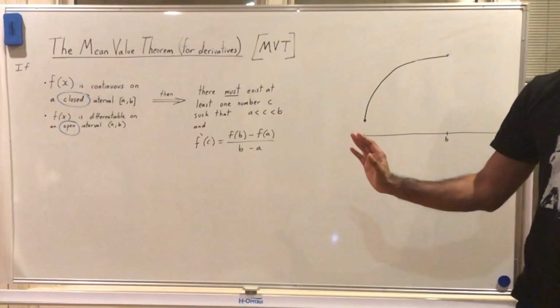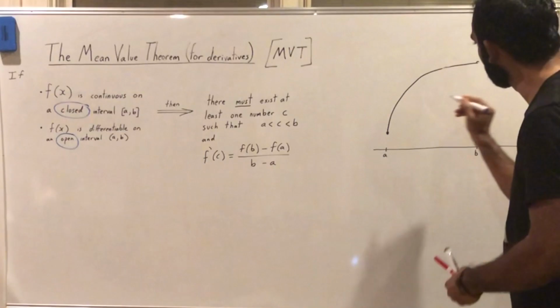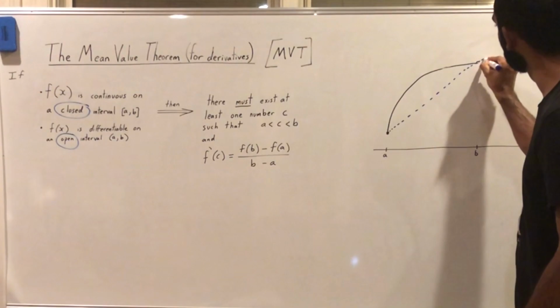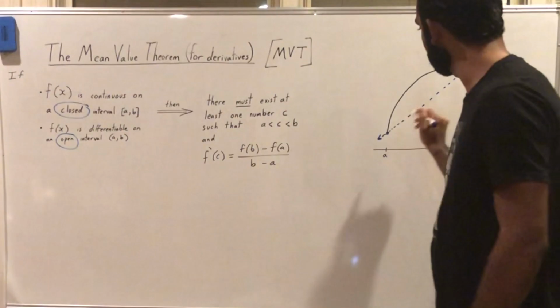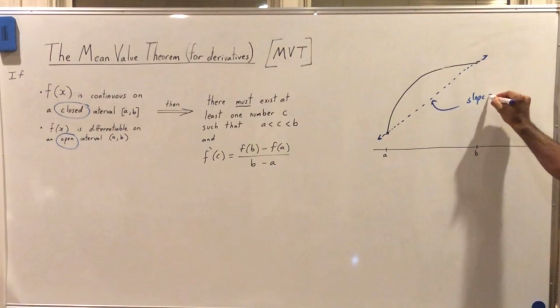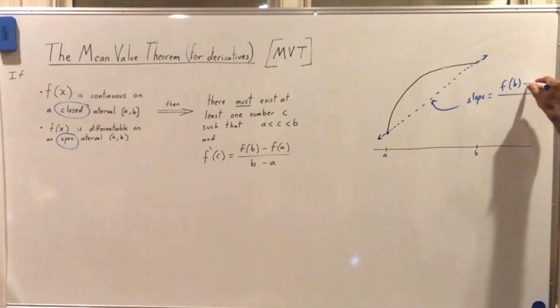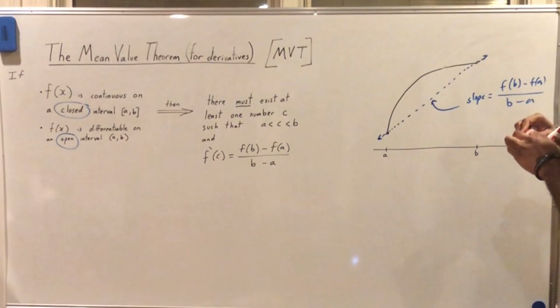Now then, let us suppose I were to connect these two points with a line, a nice dotted line, which we call a secant line. What is the slope of this secant line? Rise over run. The rise is f of b minus f of a. Rise over run, and the run is b minus a. Okay.